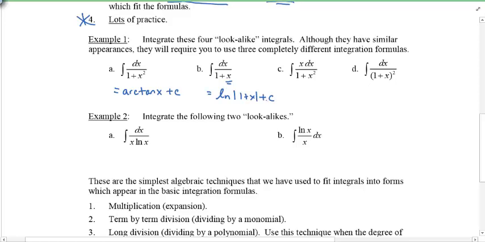Now look at part C. There's a 1 plus x squared. You're like, oh, it must be arctangent. But wait, there's an x in the numerator. So hopefully in this case you recognize this must be u substitution, because the degree in the numerator is 1 less than the degree in the denominator. And then you get this du over 2.